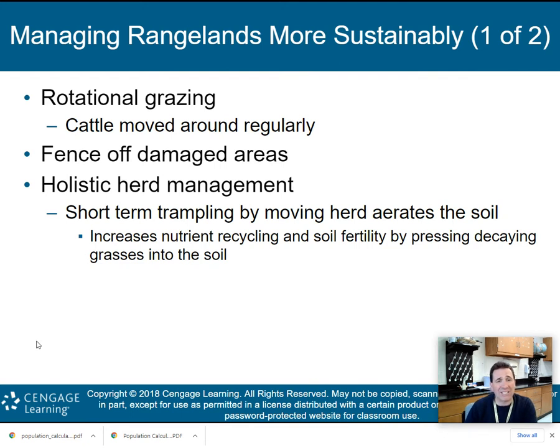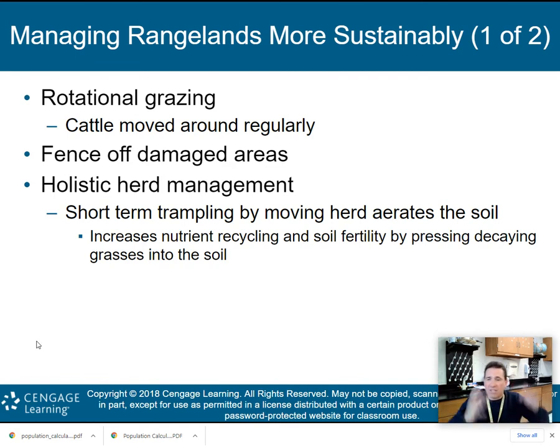And something called holistic herd management. Short-term trampling by a moving herd helps aerate the soil, which helps increase nutrient recycling and soil fertility by pressing decaying grasses into the soil. So this is your holistic herd management. Move them around, which is okay. Moderate grazing is good for grasslands. Again, we can actually aerate the soil.